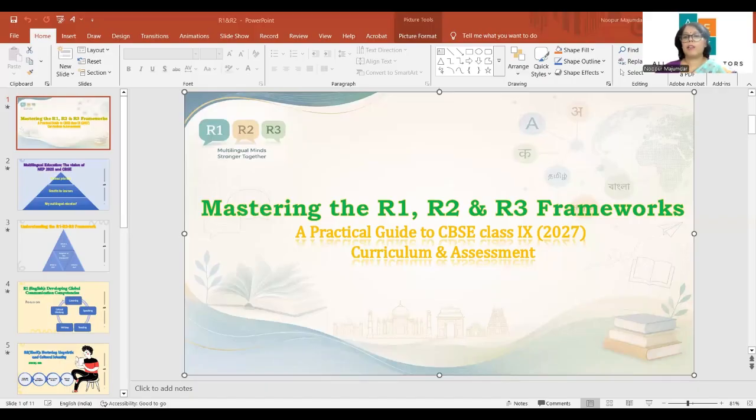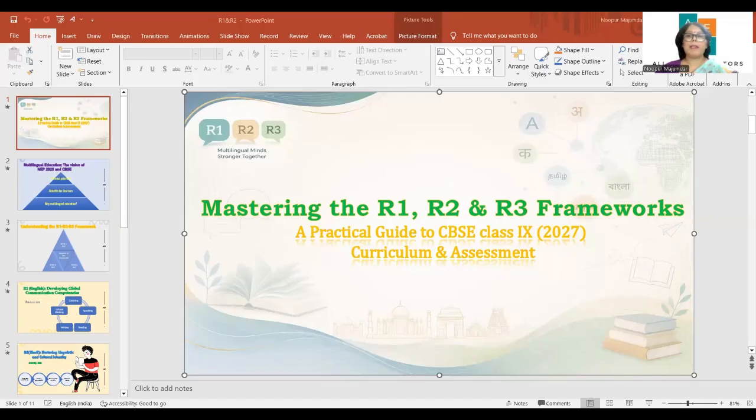We will discuss the purpose behind the framework, why it has been implemented, its benefits for the learners, and the practical classroom strategies and examples that you can immediately apply in your teaching practice. By the end of the session, I hope you will feel confident in guiding your students through this important transition while promoting meaningful, joyful, and competency-based learning. We all are following competency-based learning. To appreciate why this framework has been introduced, let us first understand the broader vision, why NEP 2020 and CBSE have started multilingual education.